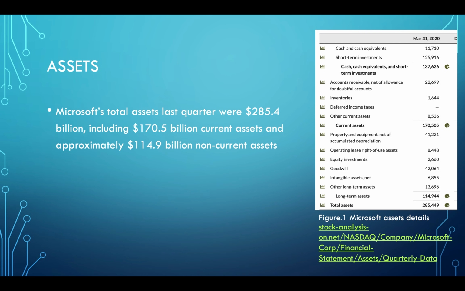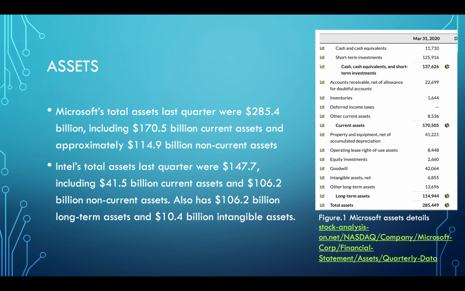$114.9 billion non-current assets. And for Intel's, its total assets last quarter were 147.7, including 41.5 billion current assets and approximately $106.2 billion non-current assets. Actually, the current assets plus the non-current assets can be the total assets. For Intel, it also has $106.2 billion long-term assets and 10.4 billion intangible assets.